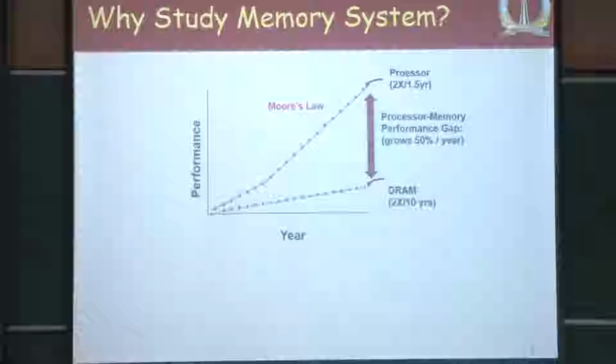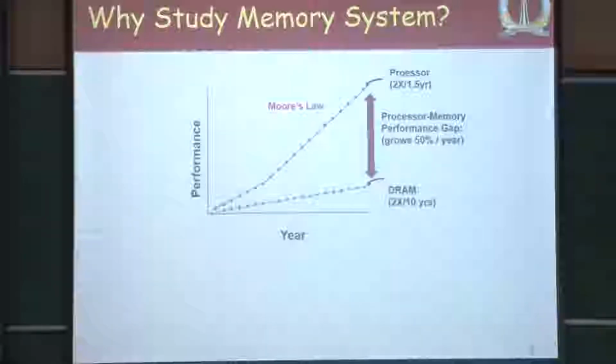So, as a result, whenever people brag about Moore's law, they say processor performance keeps improving 2x in every 1.5 years. It is a very good thing, right. But if you look at the whole picture, it is not a good thing, because the gap between the processor performance and memory performance is widening more and more, and that is a bigger matter of concern.